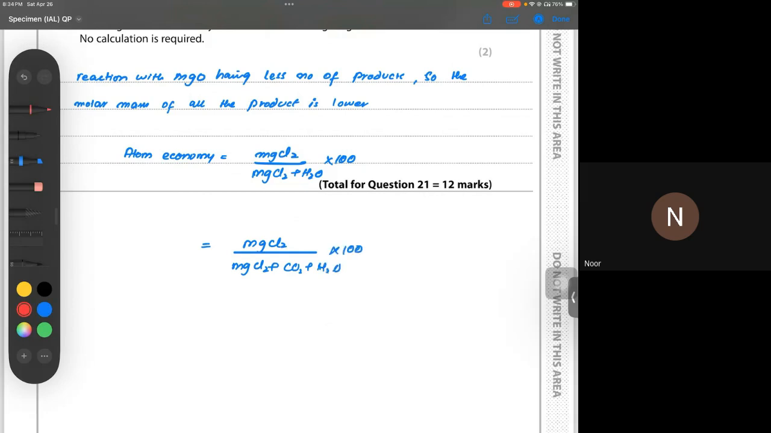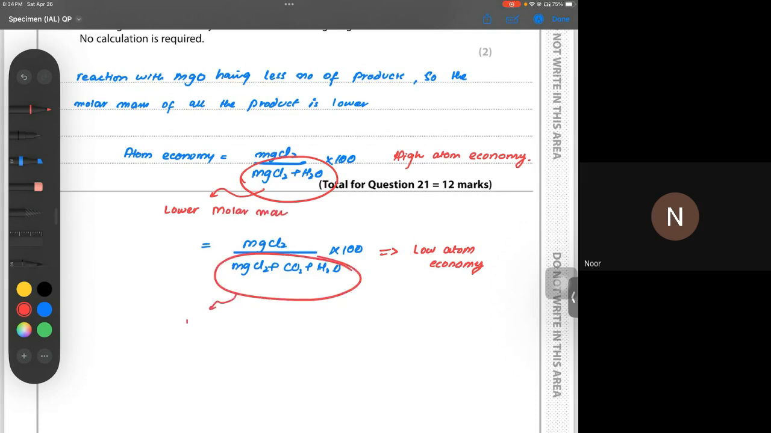So for this, I would say low atom economy, high atom economy, because lower molar mass, higher molar mass. Okay, it's very simple.